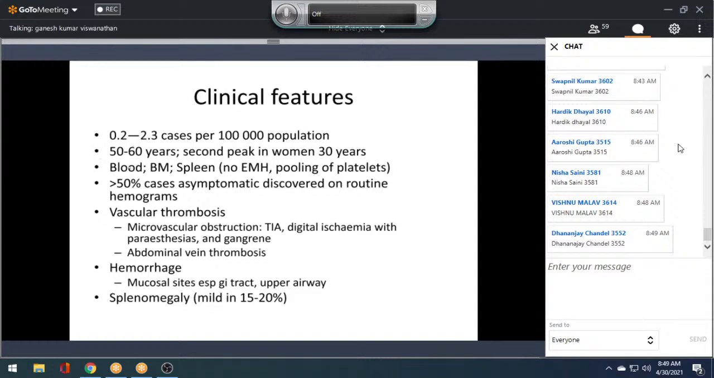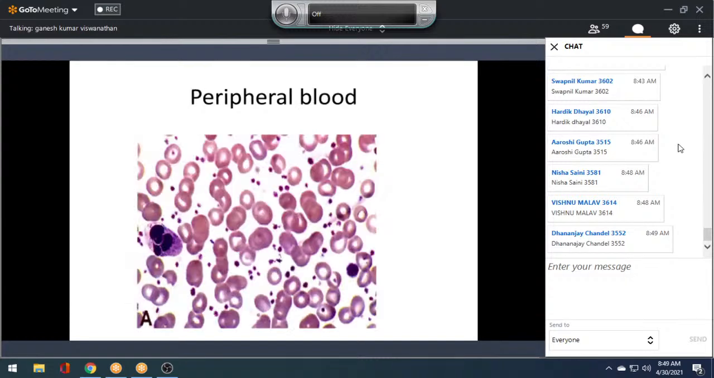It is a disease of middle to old age, and it involves blood, bone marrow, and spleen. A large proportion of the patients can be asymptomatic. They are diagnosed after routine examination. Thrombosis can occur because of the increase in platelets. So this is the peripheral blood in a patient with ET, essential thrombocythemia. Here we can see the platelets are increased and they occur in clumps.